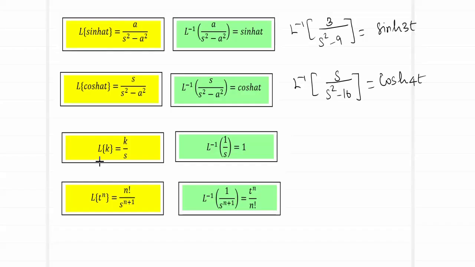Now, how about Laplace of a constant? Laplace of a constant is k by s.